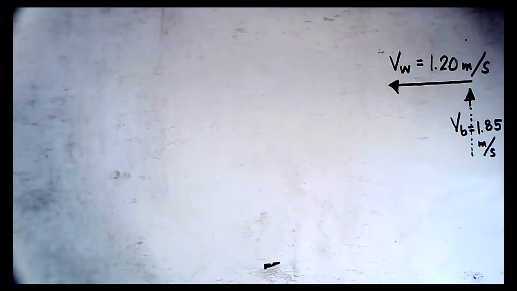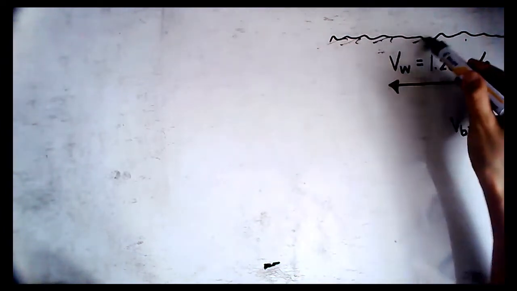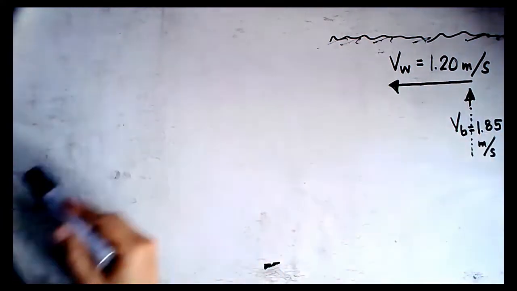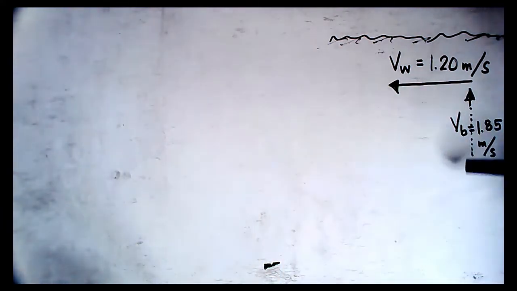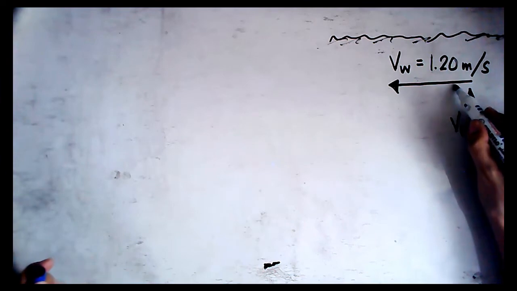relative to the shore? So if this is the shoreline of the ocean or the water, and the current is going in this direction, while the boat is going directly across the stream, what we are going to do is to determine the relative velocity of the boat. So if you would notice here, we can create a right triangle.